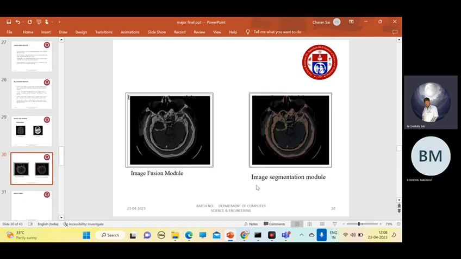And next when we do coding, this is our image fusion model, and this is our final output image segmentation model.